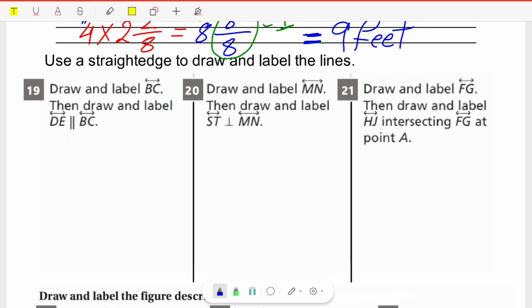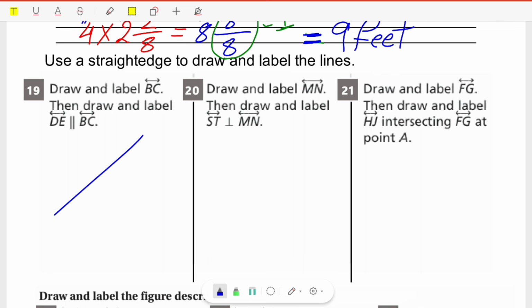Okay, let's go to the next one. Use a straight edge to draw and label the lines. So as you see here in question number 19, draw and label BC, line BC, then draw and label line DE parallel to line BC. So now we're gonna draw 2 lines parallel to each other, and we said before parallel here means never intersect each other, so it's exactly going in the same direction.